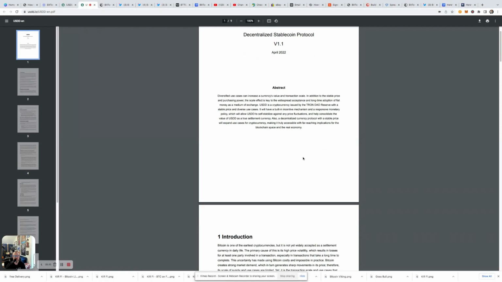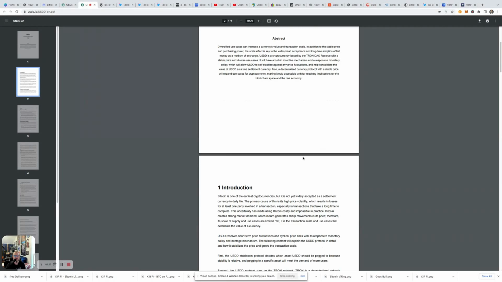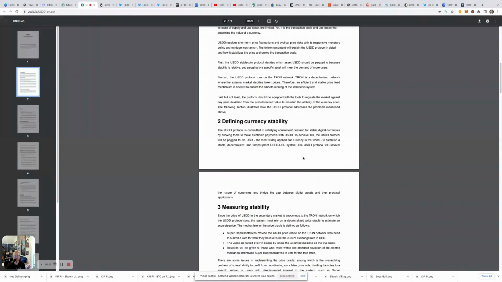Interesting, right? Now, if we scroll down here, there's a couple other little pieces of this that I just want to touch on. So, right here, it says first, the USDD stablecoin protocol decides which asset USDD should be pegged to because stability is relative. So, I find that very interesting. He's basically saying that it's not just Bitcoin, they could peg it to basically any cryptocurrency that is stable. Okay, so really interesting take here. Could they peg it to other stablecoins? I suppose they probably could. Could they peg it to Terra USD? Yeah, they probably could.